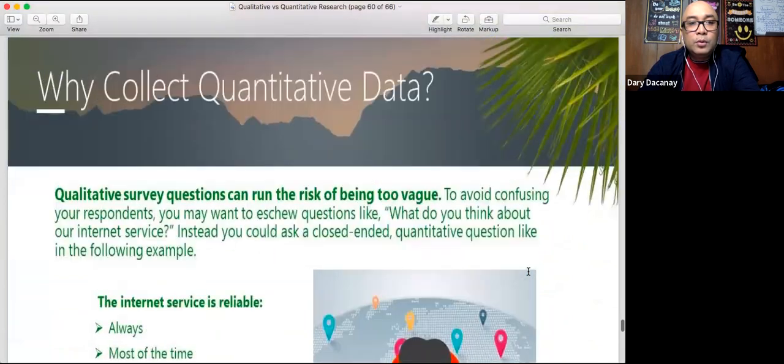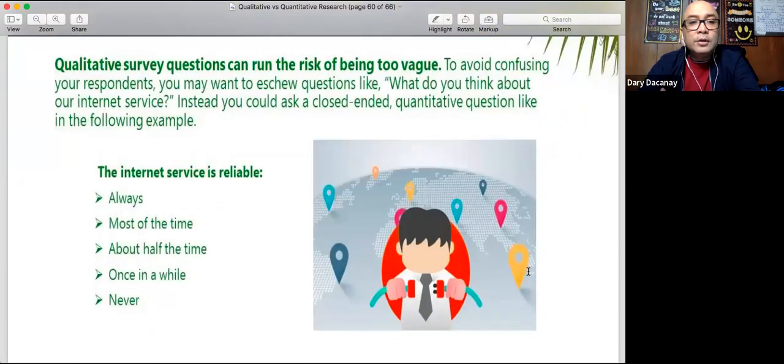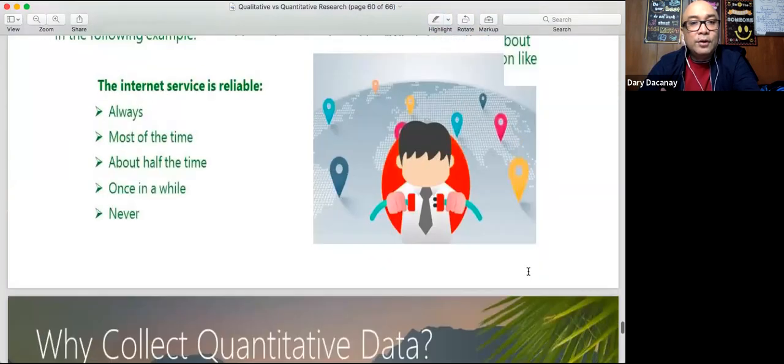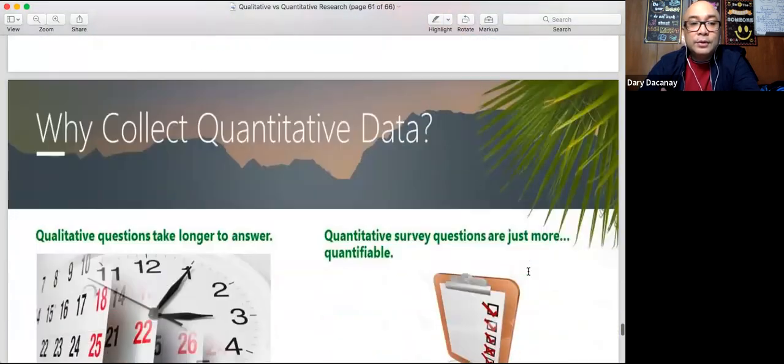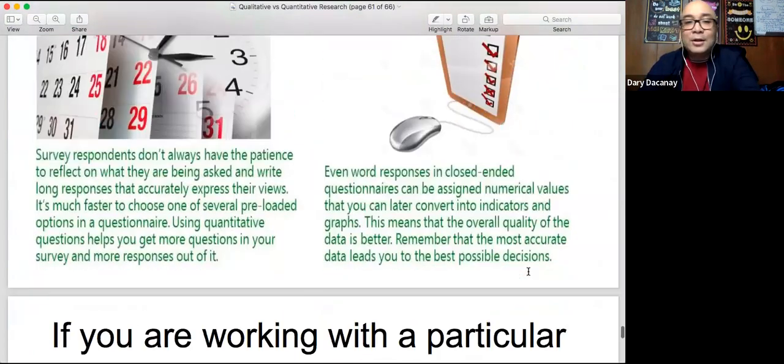So, why collect qualitative data? Okay, qualitative survey questions can run the risk of being too vague. To avoid confusing your respondents, you may want to skew questions like, what do you think about our internet service? Instead, you could ask a close-ended, quantitative question like in the following example. The internet service is reliable: always, most often, about half the time, once in a while, or never. That is for the quantitative data. Okay, so I'm just showing you the quantitative data, but you'll be able to learn that in the next semester.